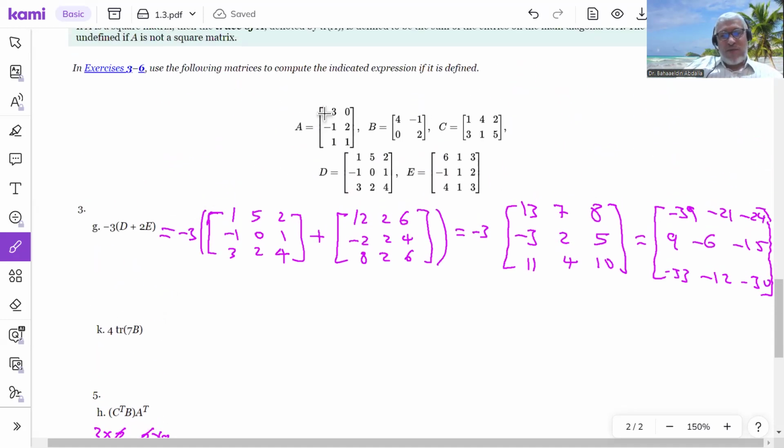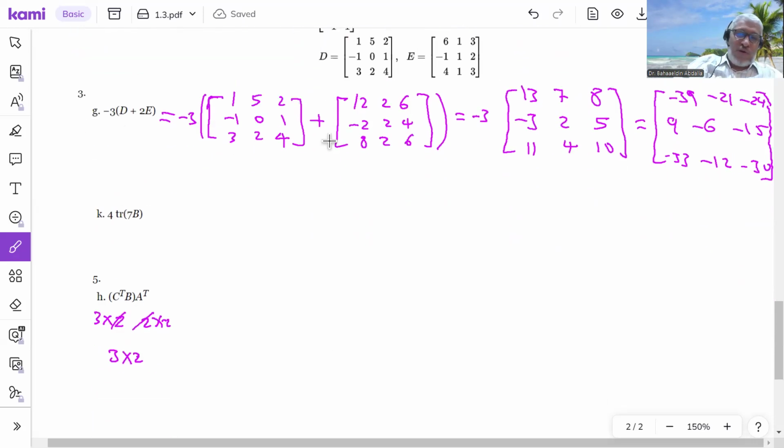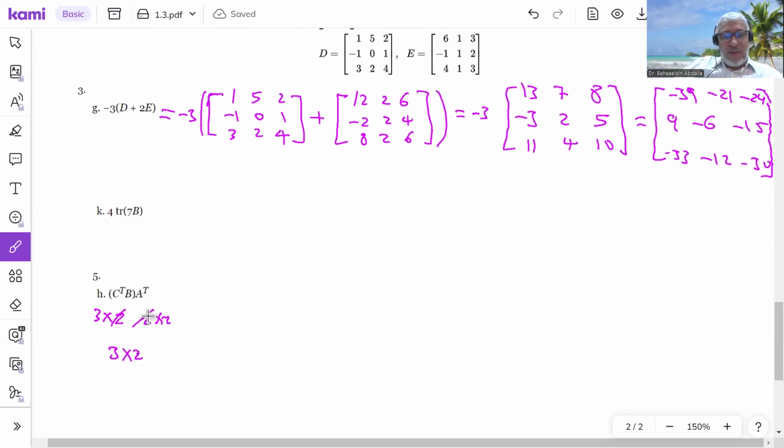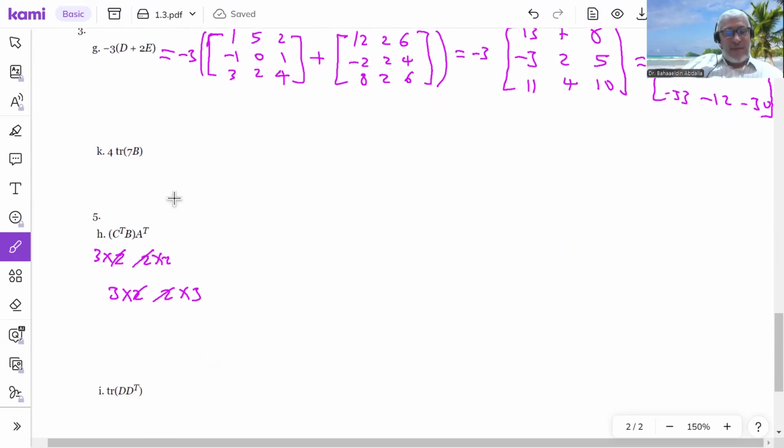Okay, what is the size of A? 3 rows, 2 columns, 3 by 2. So AT would be 2 by 3. So I will be able to perform the multiplication because I have 2 and 2, and the size of the result matrix would be 3 by 3. So at the end, the answer would be 3 by 3.